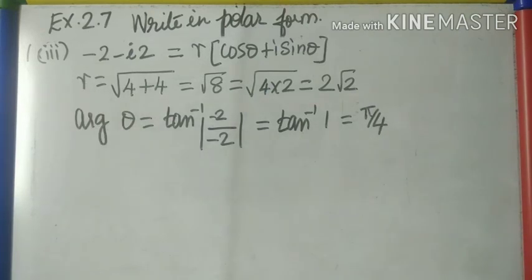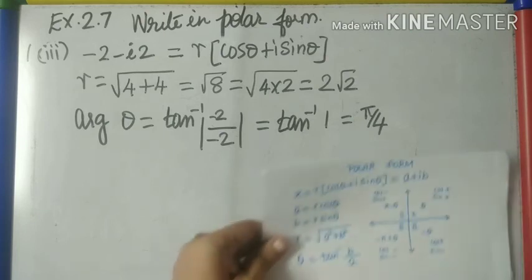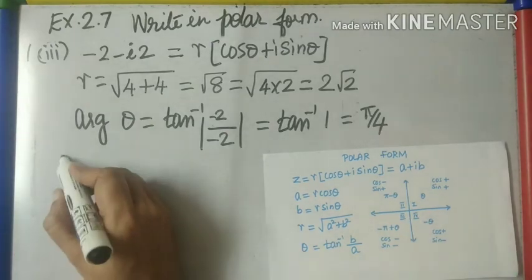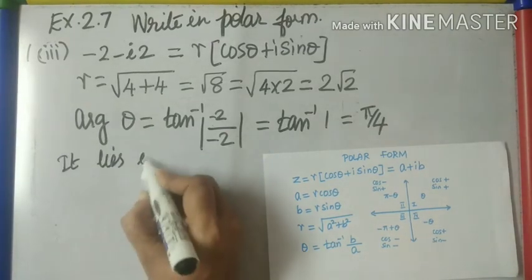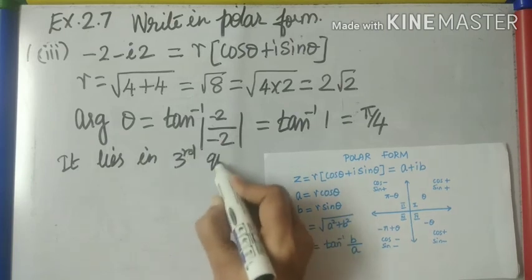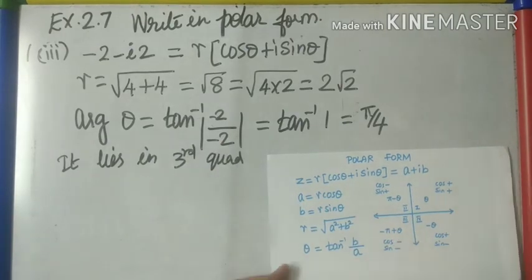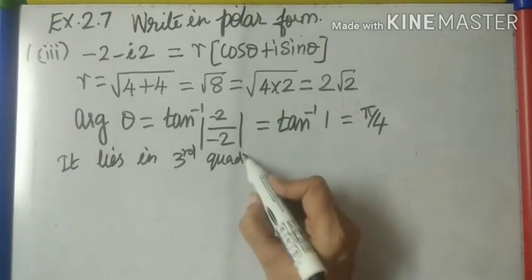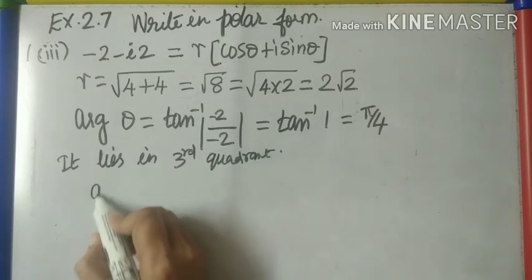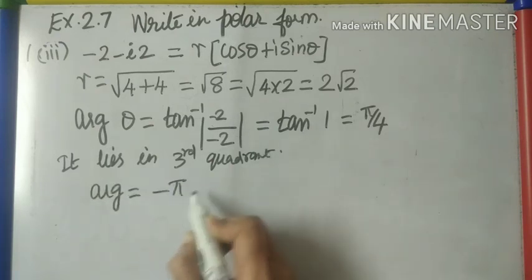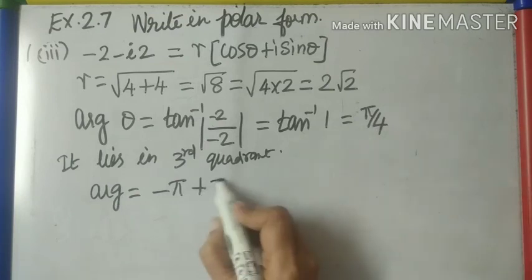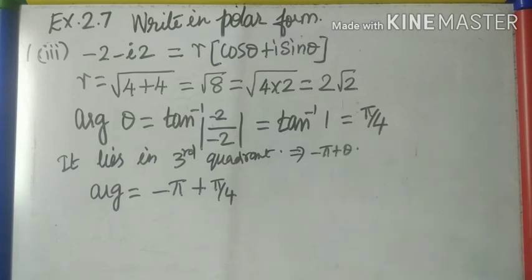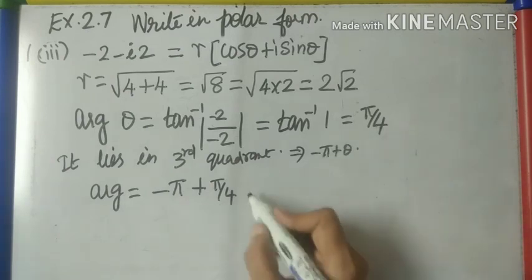Which quadrant are we in now? Both are negative. If both are negative, we are in the third quadrant. So it lies in the third quadrant. And how to write the third quadrant formula? Minus pi plus theta. So the argument is minus pi plus the theta value pi by 4. We'll write the formula minus pi plus theta. So instead of theta, I will write pi by 4.